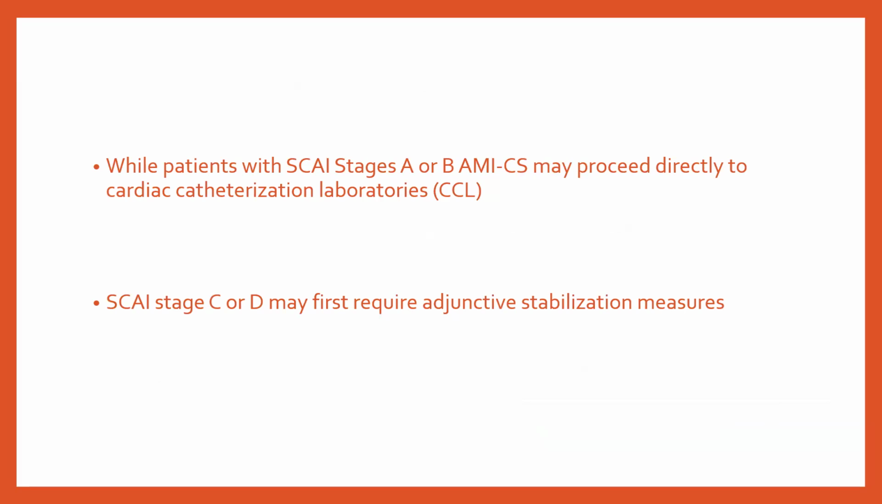So if the patient is in stage A or B, then the patient can proceed directly to the cardiac catheterization lab. But if the patient is in C or D, that means there are signs of hypoperfusion, then first we need to stabilize the patient before going for further intervention.